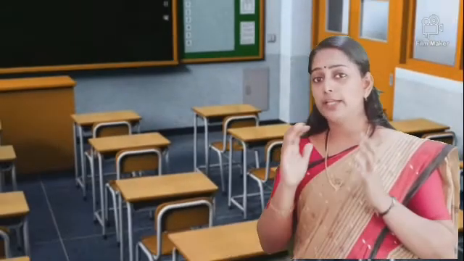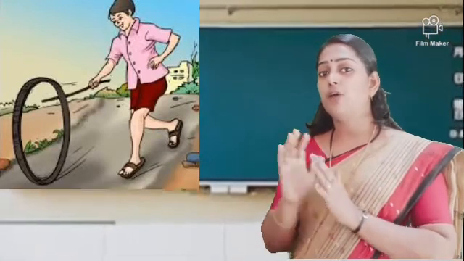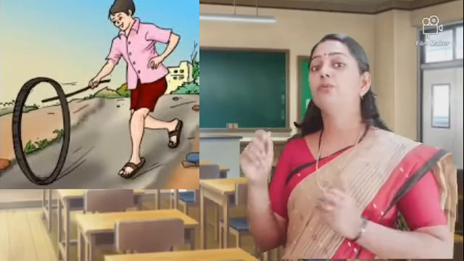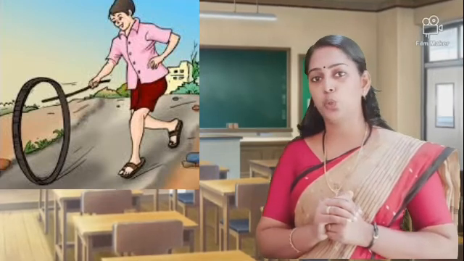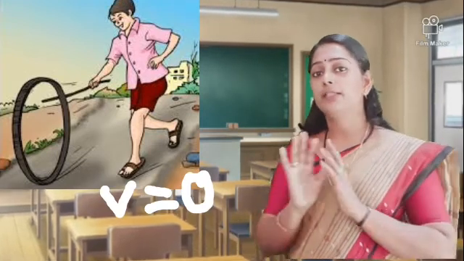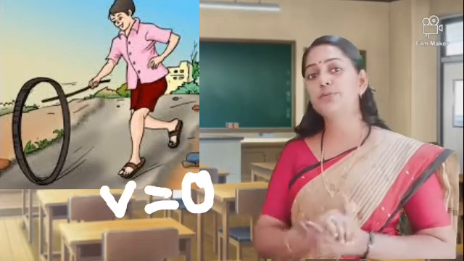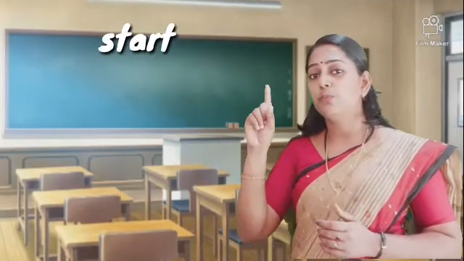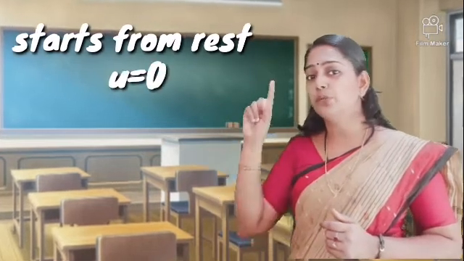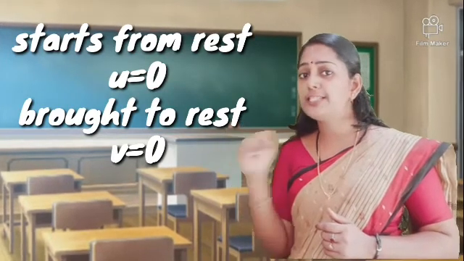Then the second condition is, whenever the object is brought to rest, finally it is going to rest, so the final velocity is taken as 0. There is some initial velocity, and after some time it is brought to rest. That time you have to take final V is equal to 0. So two points: when an object starts from rest, U is 0, and when an object is brought to rest, V is equal to 0.